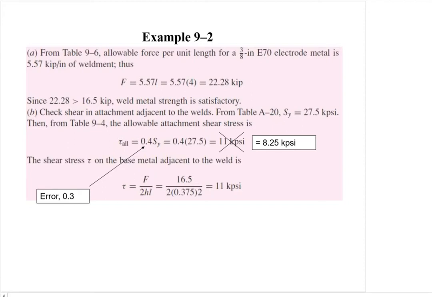Well, first of all, let's do part A. From table 9.6, there's an allowable force per unit length for a 3/8 inch E60 or E70 electrode metal, and so you can calculate the allowable force per unit length. So that's the allowable force, and the actual force is 16.5, so we're within the range.